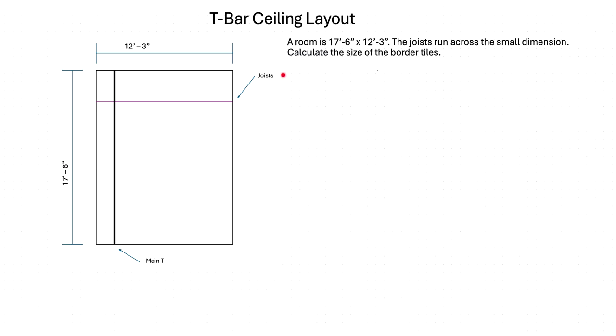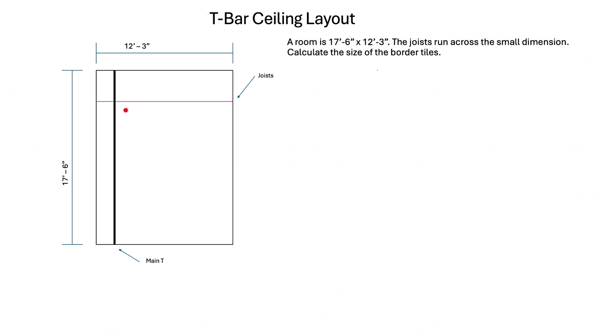It says the joists run across the small direction, which is important to note because we want the main T's of our T-bar ceiling to run perpendicular, just like plywood runs perpendicularly, preferably, to our studs or to our floor joists. Same thing here. We want to attach them with wires and connectors to our joists.